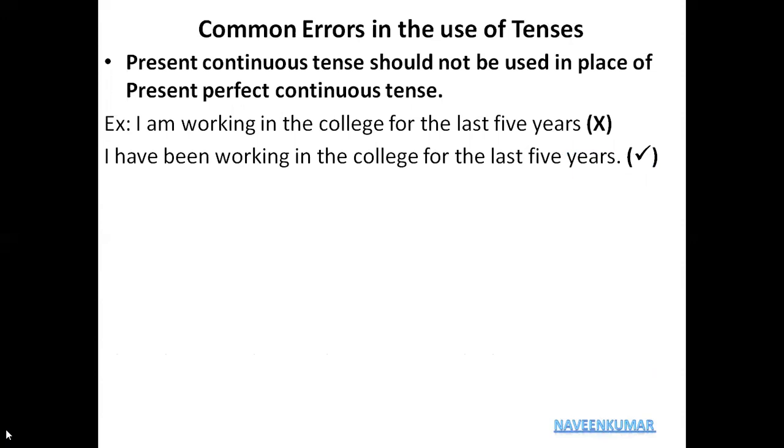Okay, the action started in the past and has been in progress for a certain period of time and is happening now also, and it may continue in future. So I have been working in the college for the last 5 years. That is the correct one. I am working in the college for the last 5 years. That is wrong.